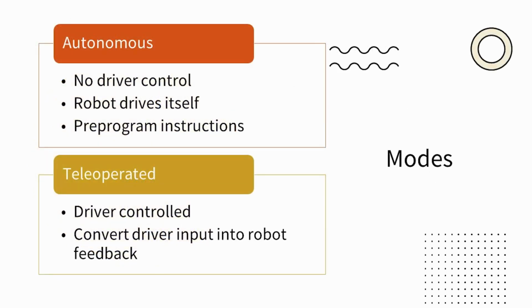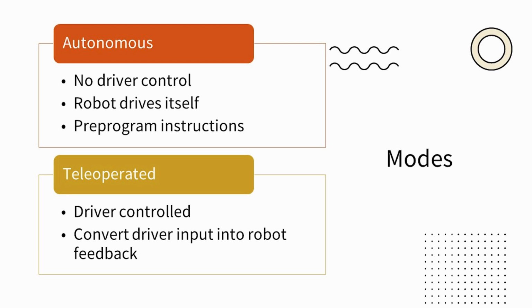There are two main modes during every match. Usually, the match will start with an autonomous portion. This is because it's easier to ensure that all of the game elements are in the same places as you practice with. In auto, the robot follows whatever instructions it was pre-programmed with. The driver will not be able to control the robot until the time is over.